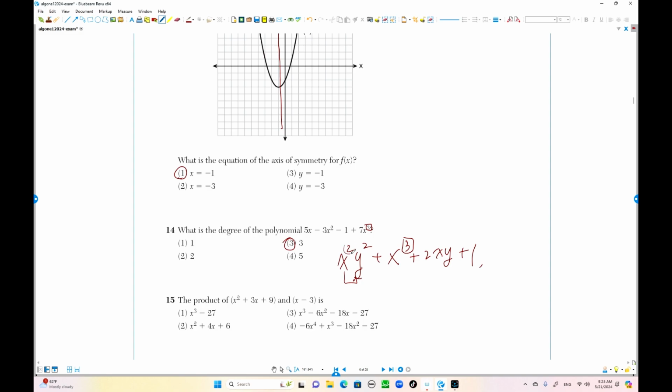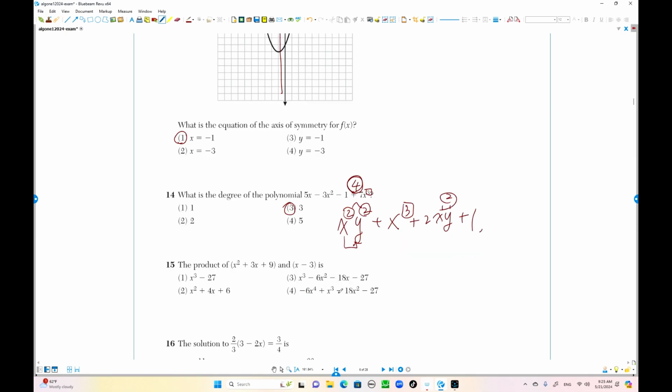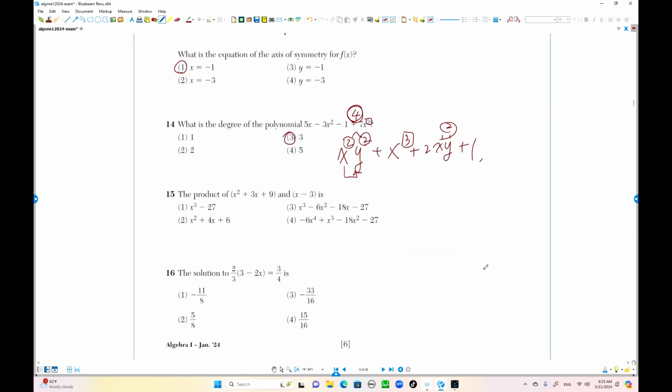We have to add this, okay? 2 for the x, another 2 for the y. 2 plus 2 is what? 4 here, right? 4 is greater than 3. This is a 1 and 2, right? So the degree of this polynomial is 4, okay? But in this case, we have only one variable, x, okay? So 3 is the degree of this polynomial.